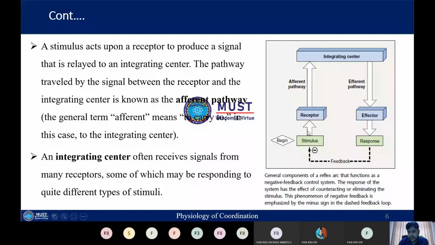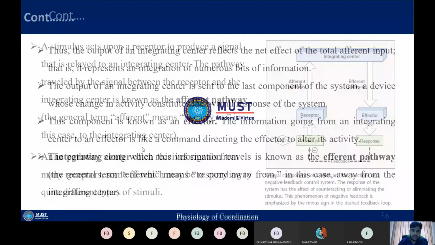It is functioning as a negative feedback control system. The response of the system is of counteracting or eliminating the stimulus. So this response will be either to counteract the stimulus, or to eliminate the change in the external or internal environment. We have already discussed this negative feedback control, and it is always denoted by a negative sign or dash. So these are the components of the reflex arc.